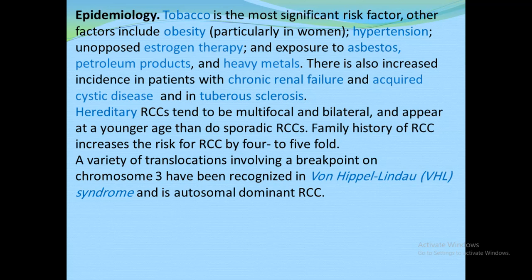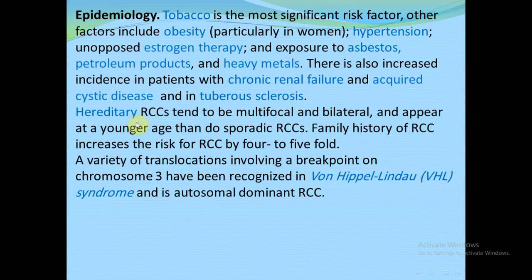Etiology. عندنا risk factors for development of renal cell carcinoma. At top of list we have tobacco. It is more common in cigarette smokers. Other risk factors include obesity, especially in women, hypertension, exogenous estrogen therapy, exposure to asbestos, petroleum compounds, heavy metals, and there is also an increased incidence in patients with chronic renal failure, acquired cystic disease, and in tuberous sclerosis.